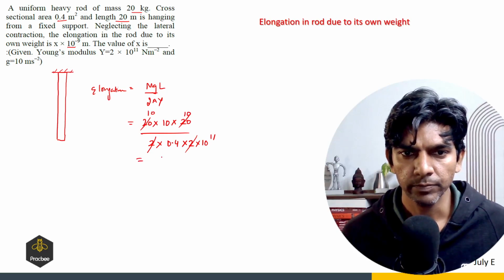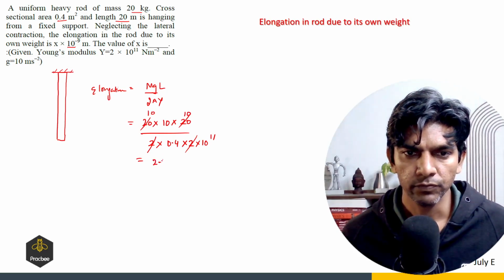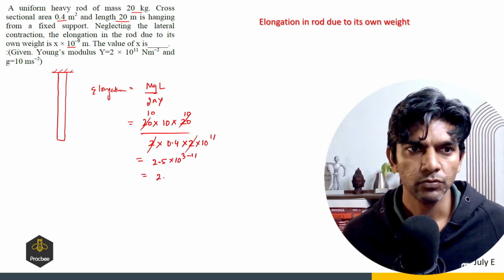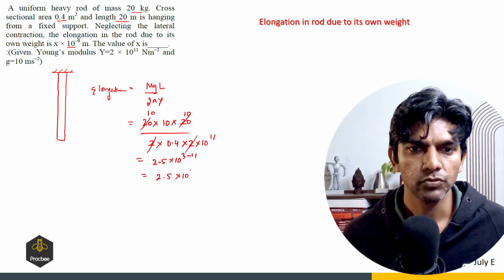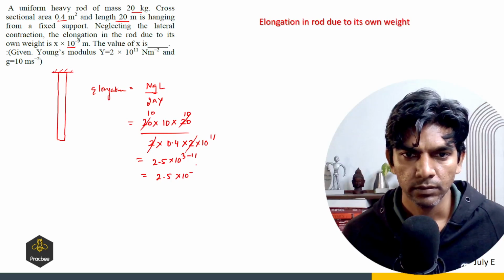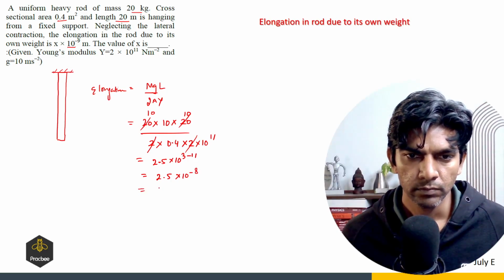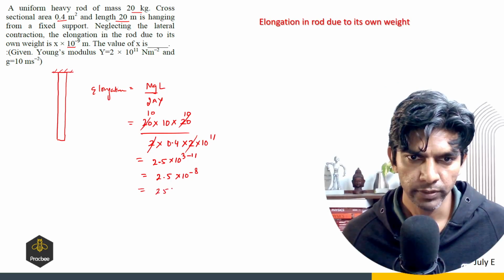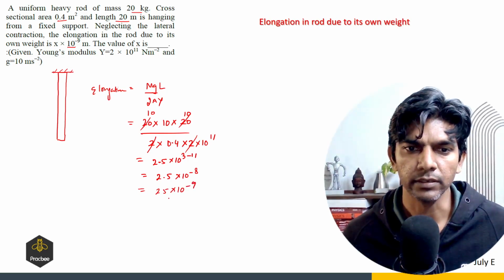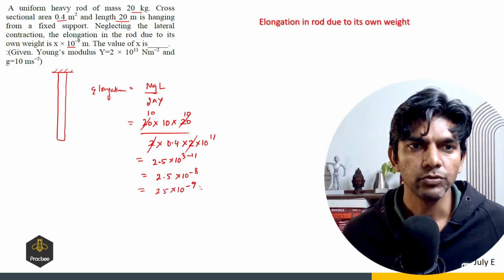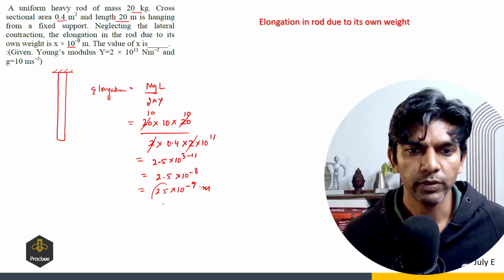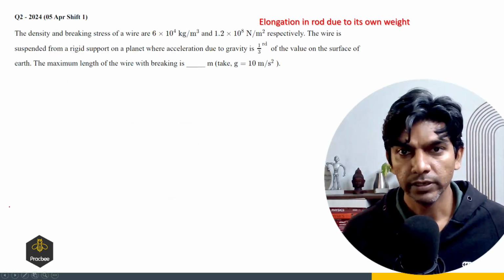So we are getting 10, 10. So it will be 2.5 into 10 raised to 3 minus 11. So 2.5 into 10 raised to minus 8, which is 25 into 10 raised to minus 9. So that should be the elongation. So answer will be 25, right? So let us see another question.